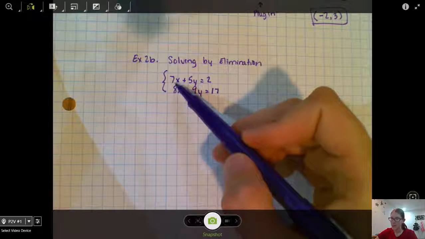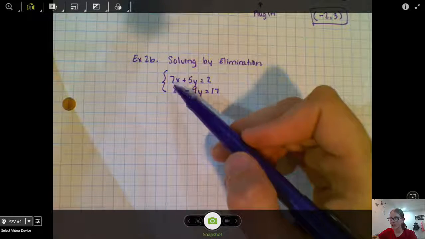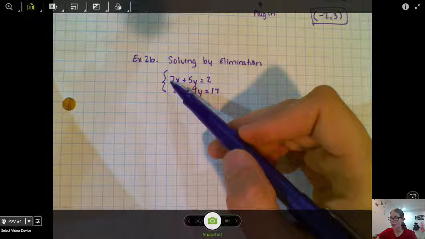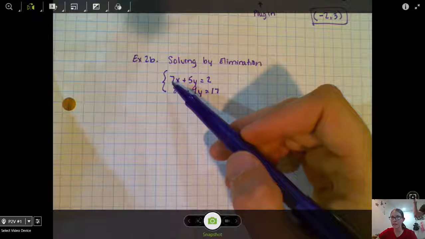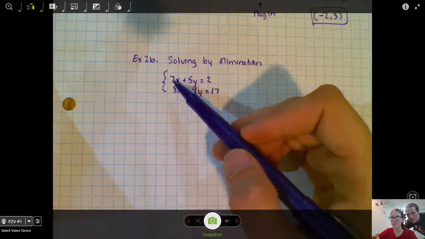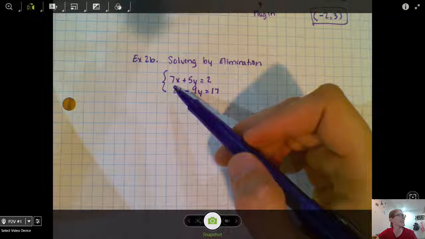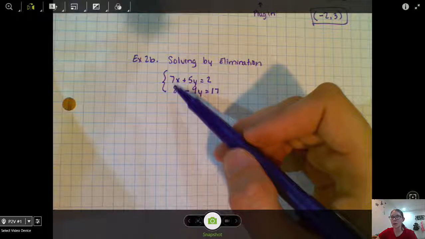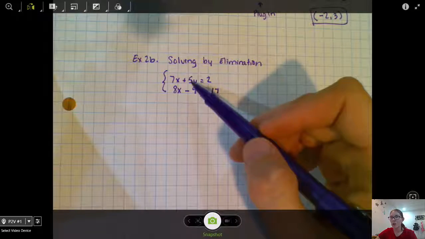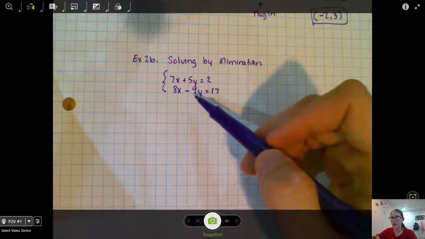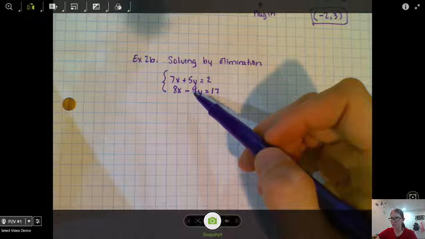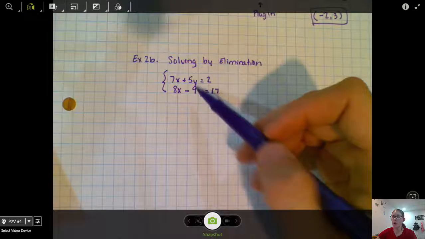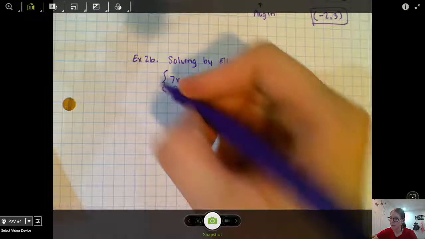Between 7x and 8x, there's not really a whole lot to work with there. Remember that if you are ever stuck trying to find a least common multiple, you could multiply these two numbers together to get your least common multiple. So I could work with 56x, or I could work with 45y's if we wanted to. And just for simplicity's sake, I'm going to work with the smaller number, the 45y, and get my y's to eliminate.